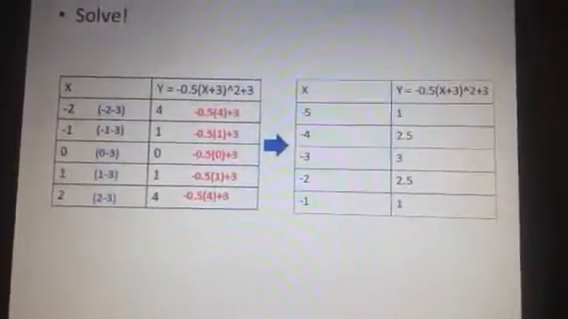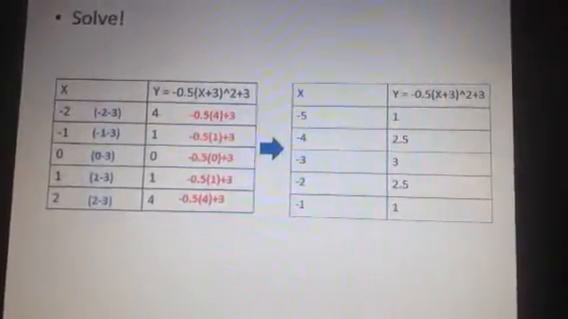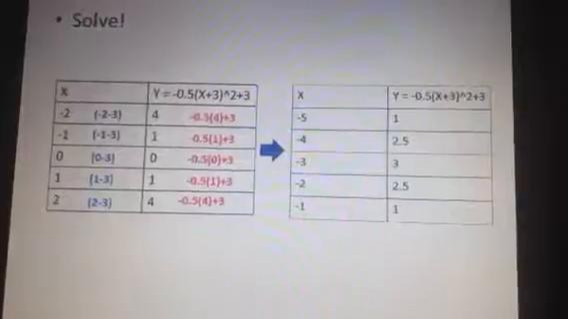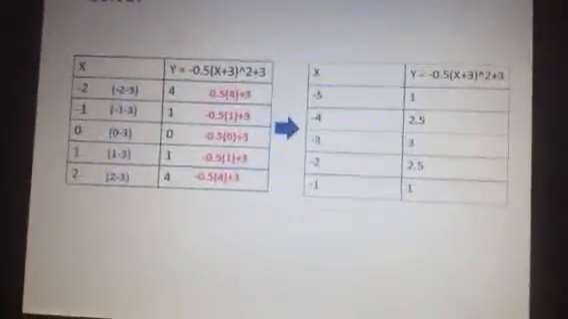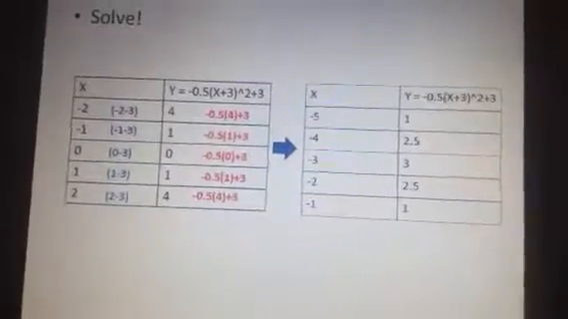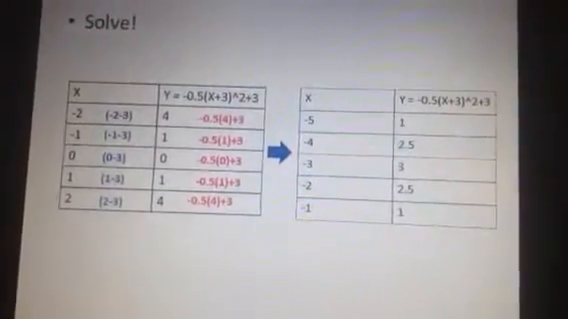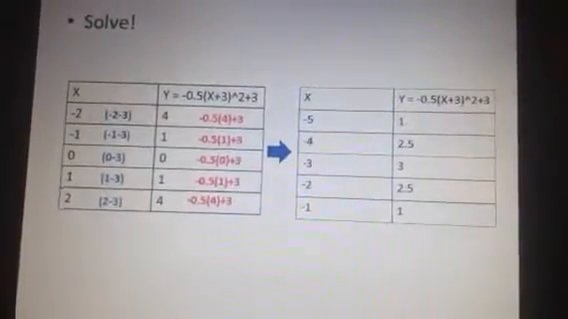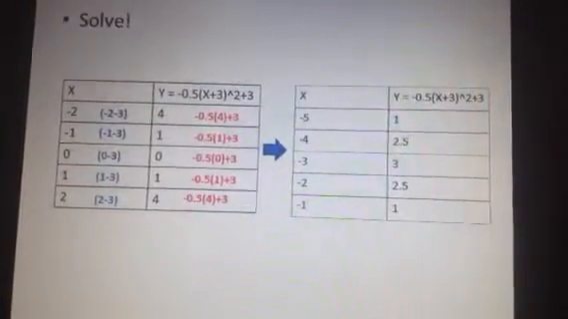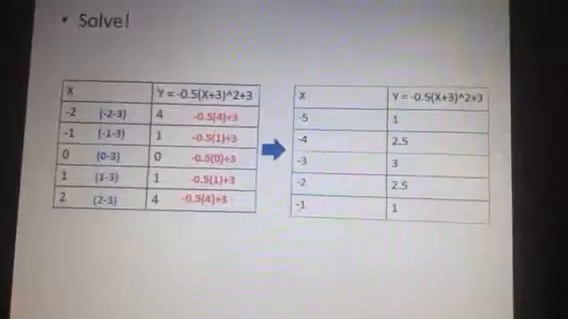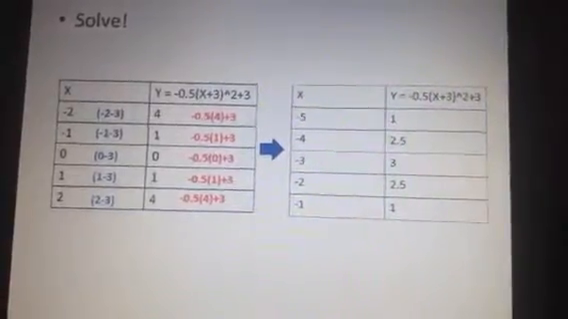So negative 0.5 times 4 plus 3 is equal to 1. Negative 0.5 times 1 plus 3 is equal to 2.5. Negative 0.5 times 0 plus 3 is equal to 3. Negative 0.5 times 1 plus 3 is equal to 2.5. And negative 0.5 times 4 plus 3 is equal to 1.